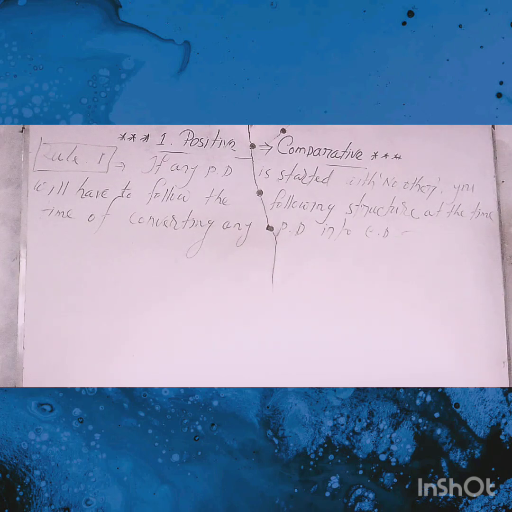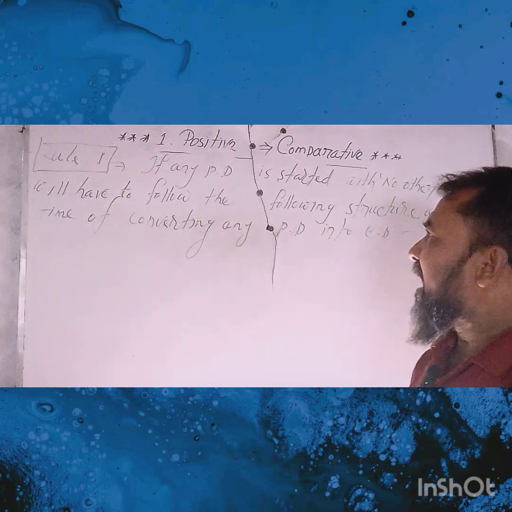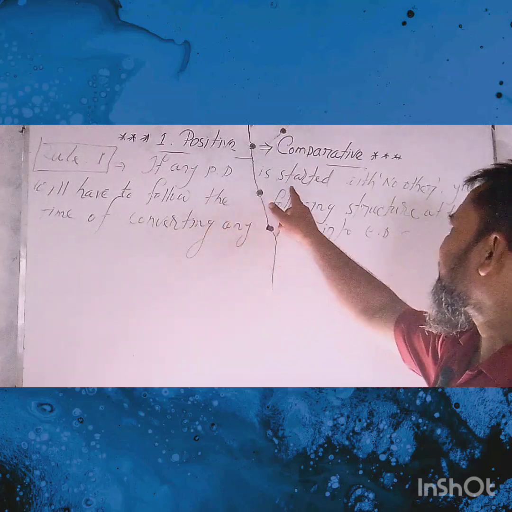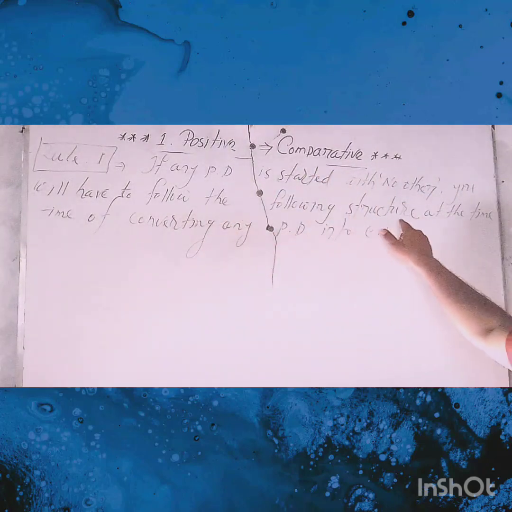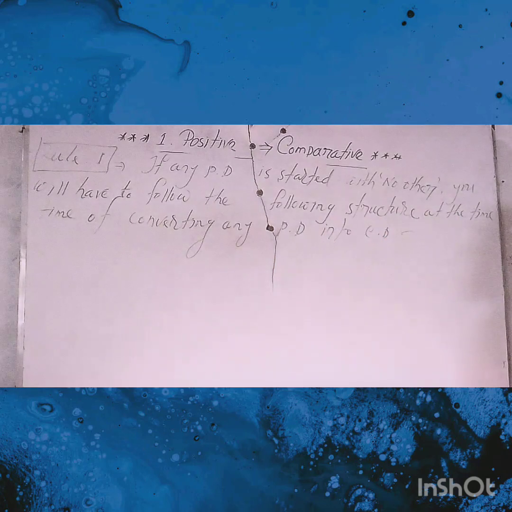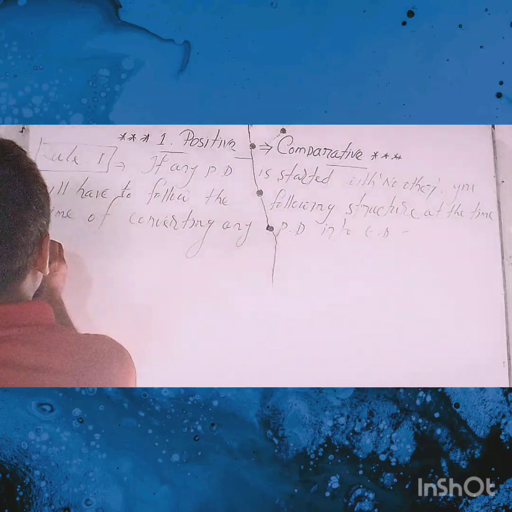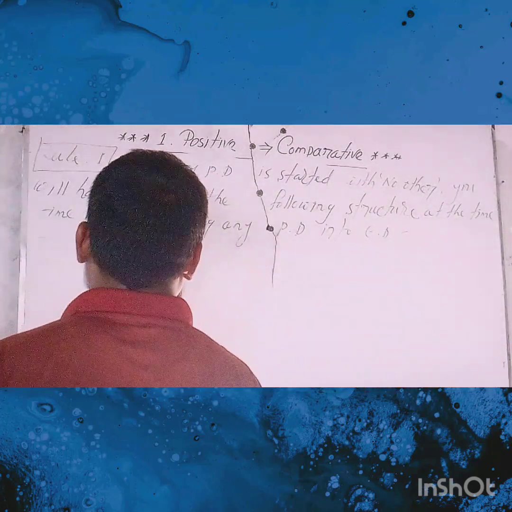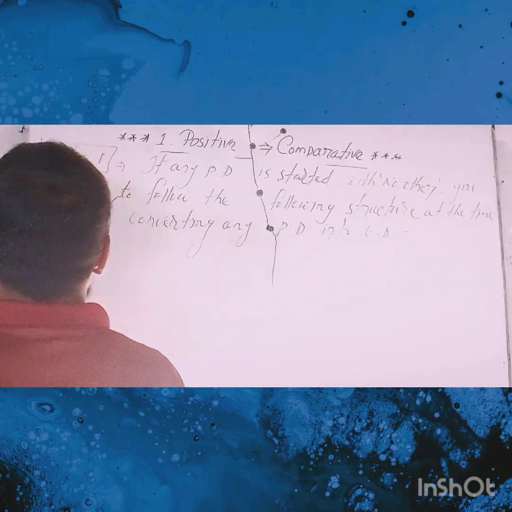In rule number one, I am trying to show you the structure. If any positive degree starts with 'no other', you will have to follow the following structure at the time of converting any positive degree into comparative degree. Okay, dear learners. So take a look at the board and try to understand the structure.